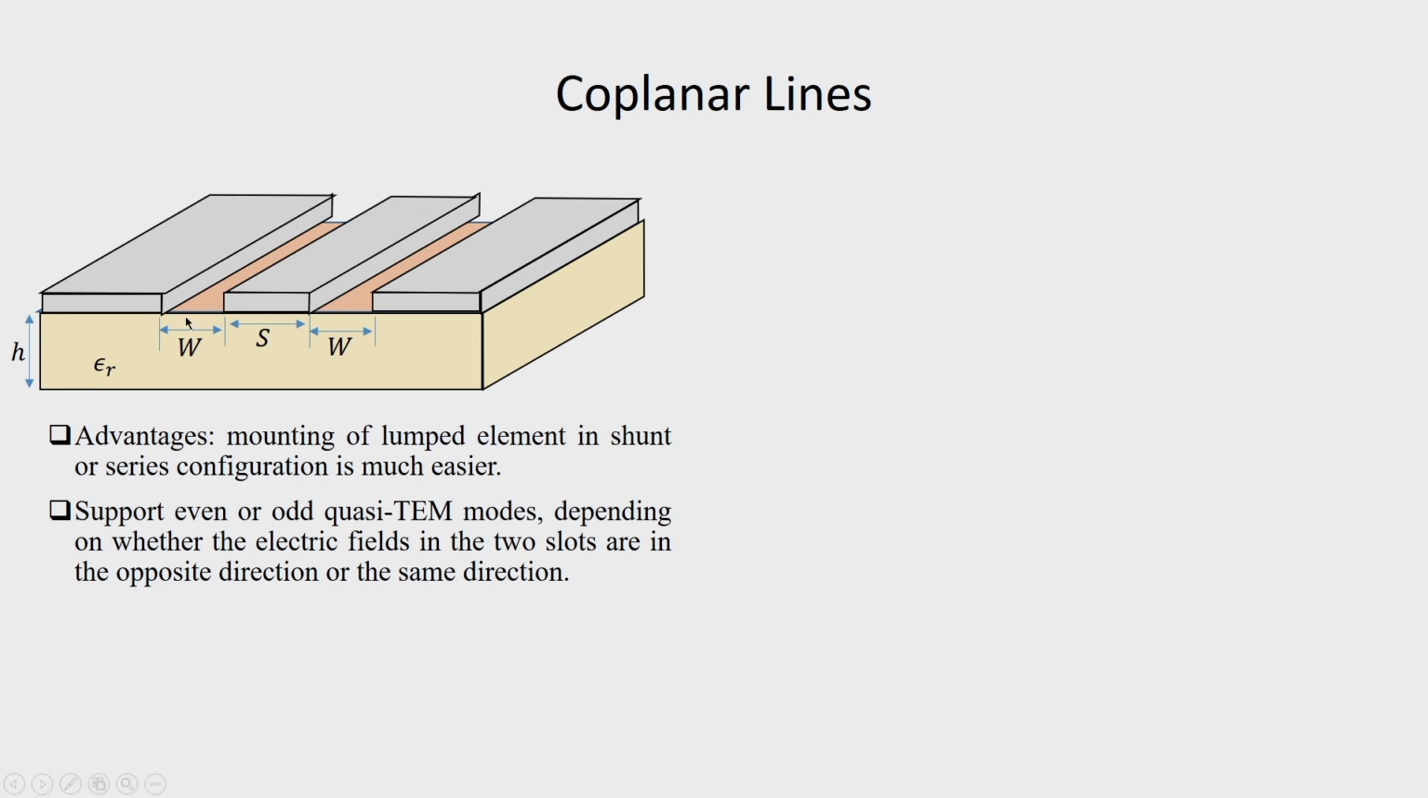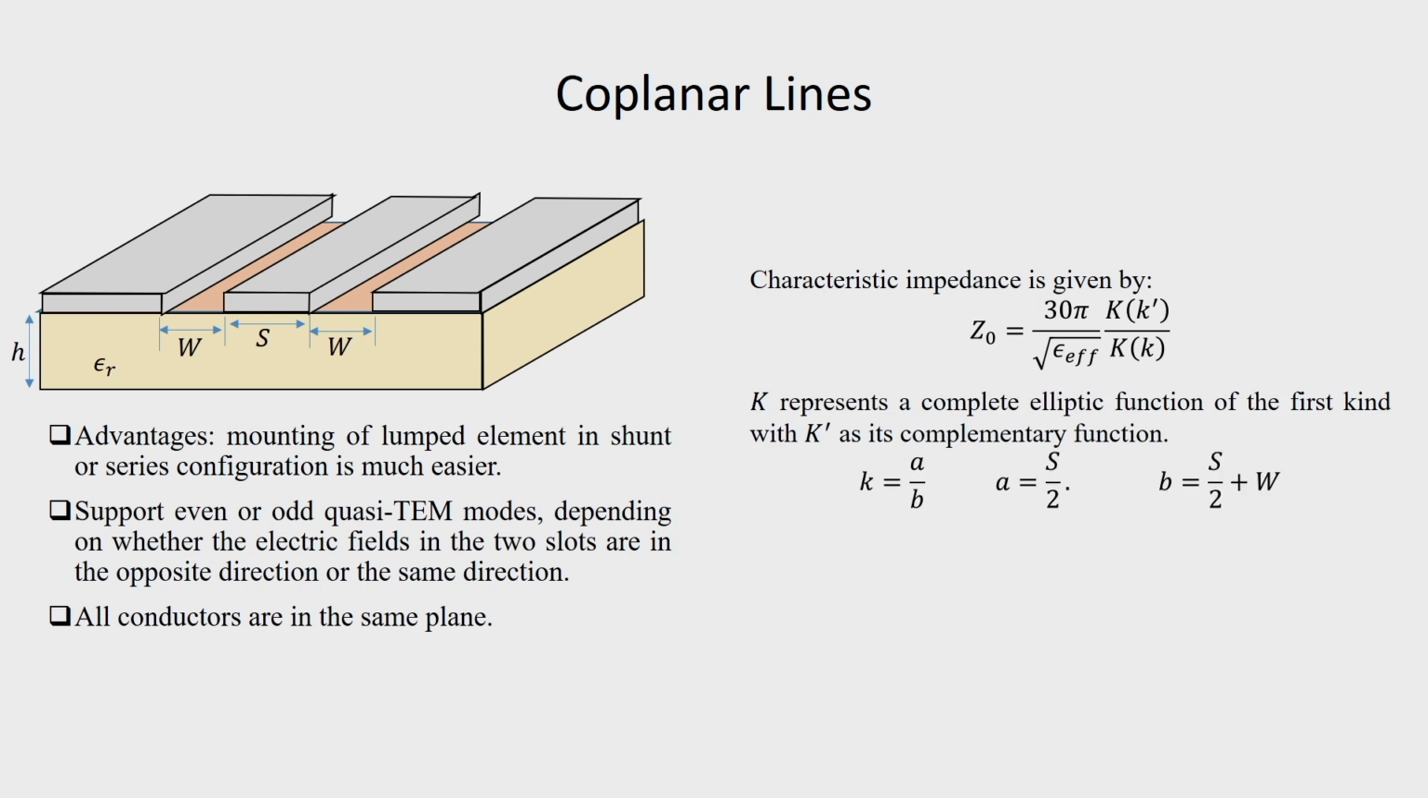For this type of line, we can find out the characteristic impedance. The characteristic impedance is given by Z naught equal to 30 pi divided by root epsilon effective. Epsilon effective can be calculated for this type of geometry as K dash into capital K, small k dash divided by capital K, small k.